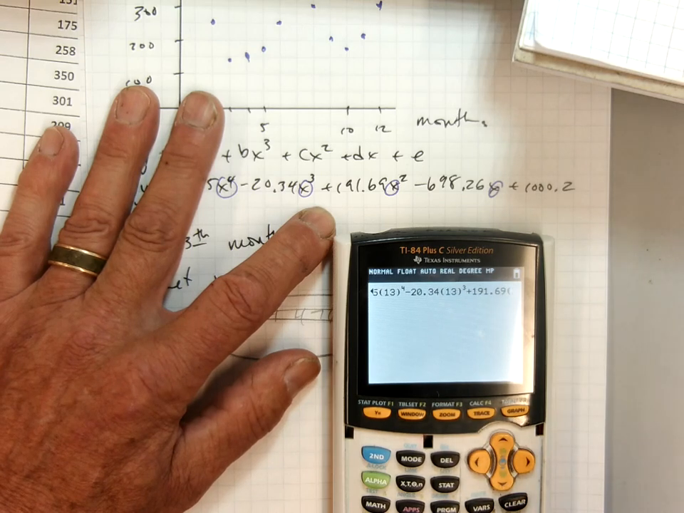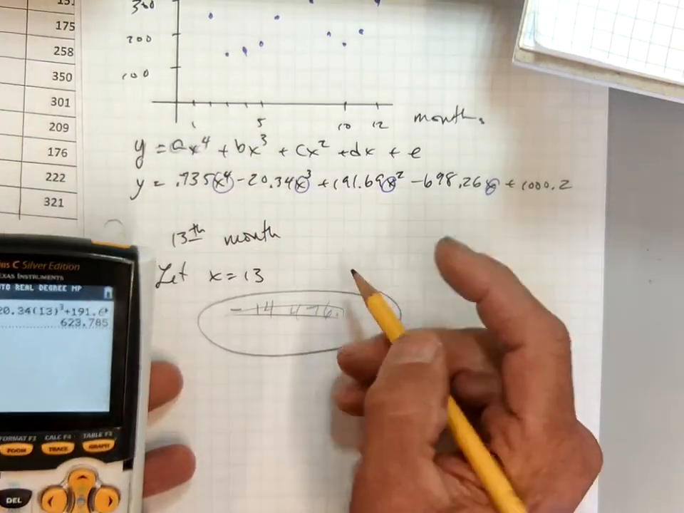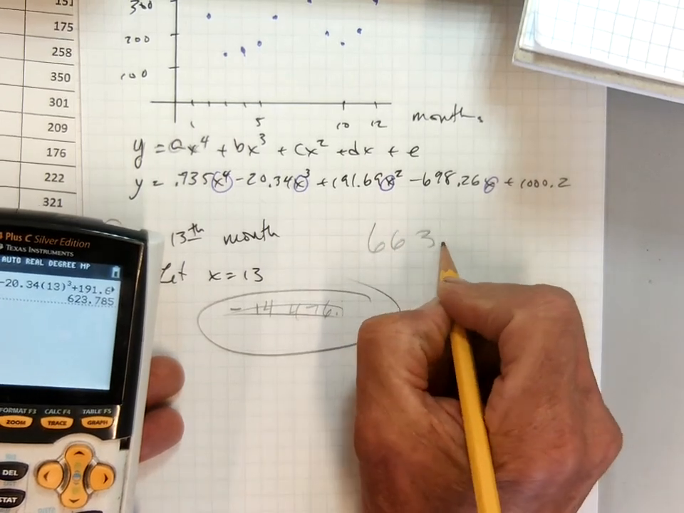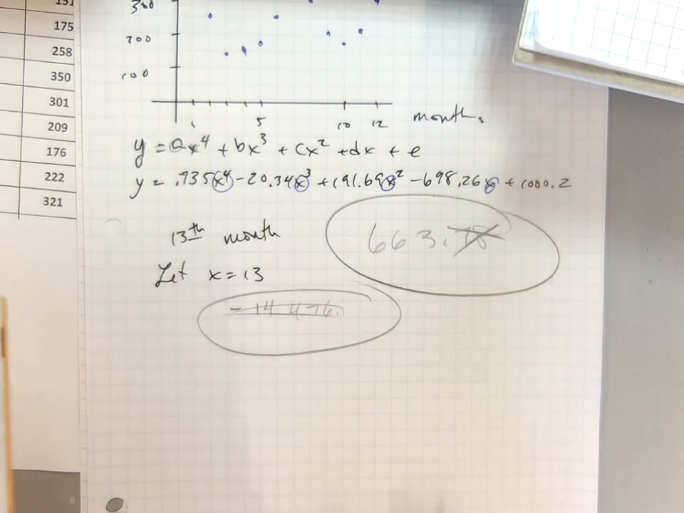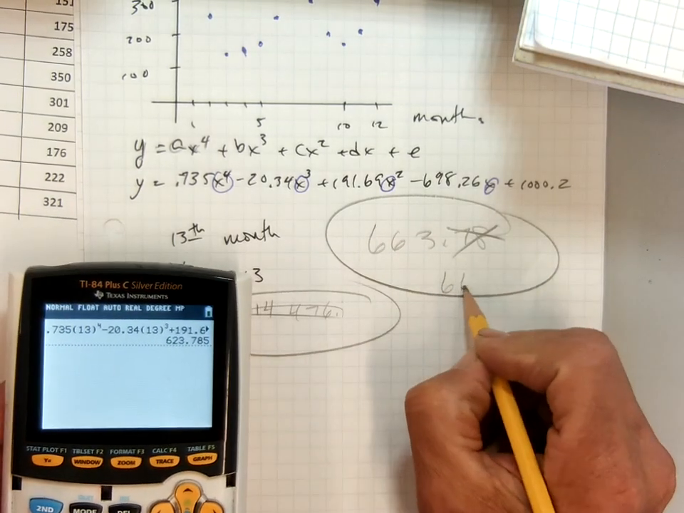191.69 and put 13 squared, minus, hopefully not another mistake, 698.26 times 13 and then plus 1000.2. Now let's see if I get a better answer. Okay, that's a much better answer. 623.78. Okay, picas. If you round to the nearest pica, maybe 664.